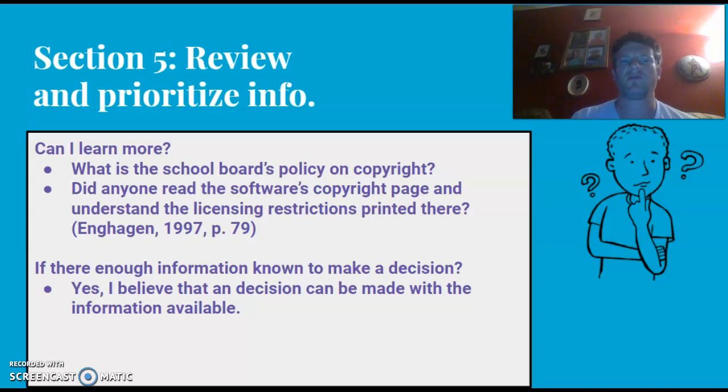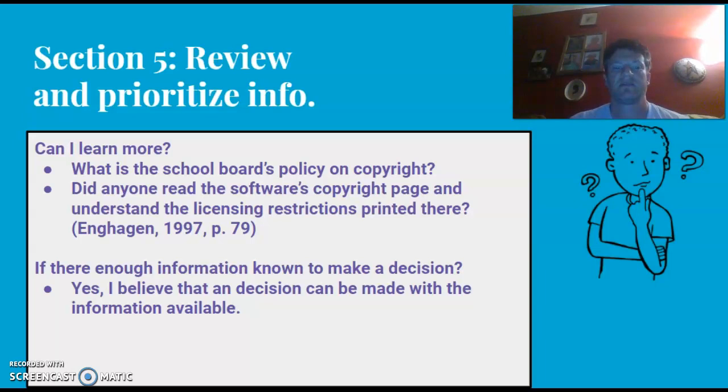So can I learn more? Yes, I want to know what the current school board policy is on copyright. I also want to know, did anyone read the software's copyright page and understand the licensing restrictions that were printed there? But I do believe that there is enough information to make a decision.